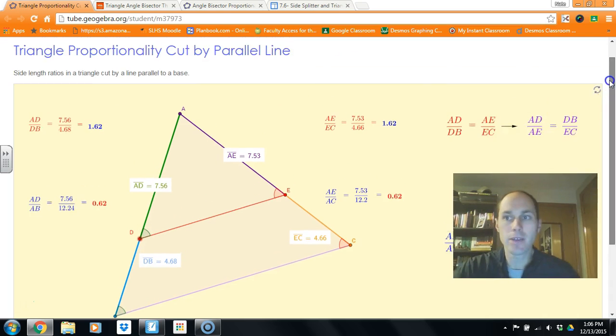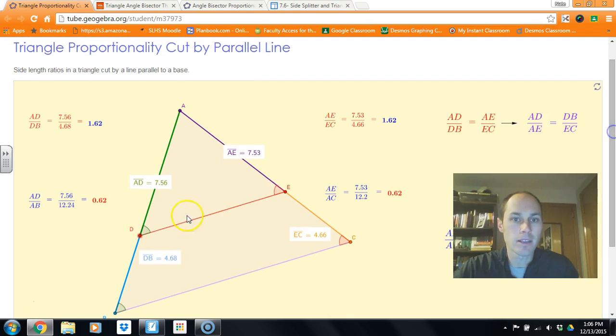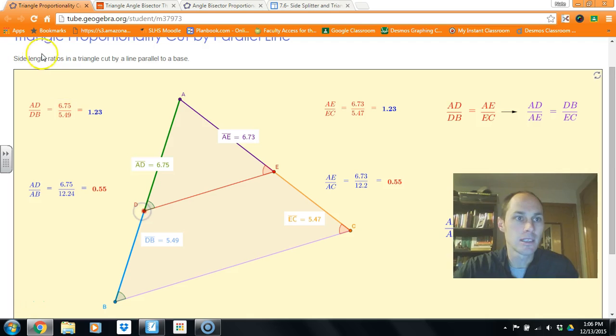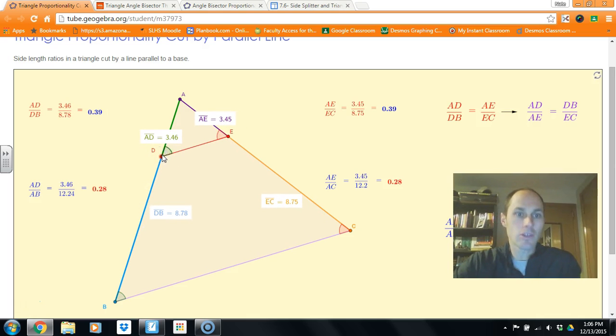So here we have a triangle. It's cut by a parallel line. Remember the triangle mid-segment theorem. So let's say D and E were midpoints. We would know that it would be split into proportional parts. And if this isn't a midpoint, if it's a different point, if I can get this to move, so D is closer to A than it is to B, and E is closer to A than to C. Let's just take a look at the measurements.